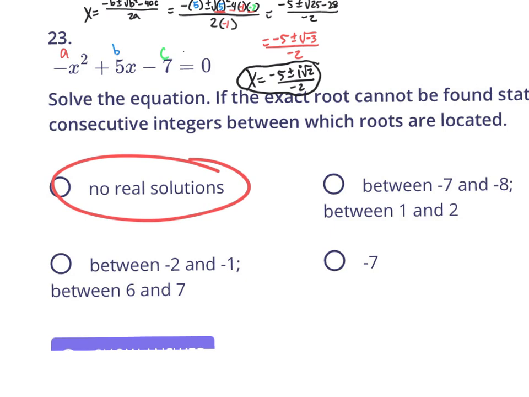Now, of course, we should state the actual solution, but according to this multiple choice question on the final, just by knowing that it's i, you know that there's no real answers. So that's an option right here, and that would be the correct option.